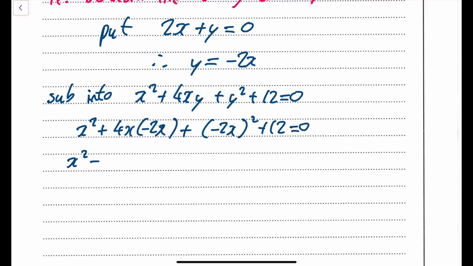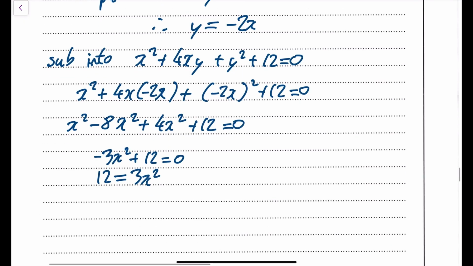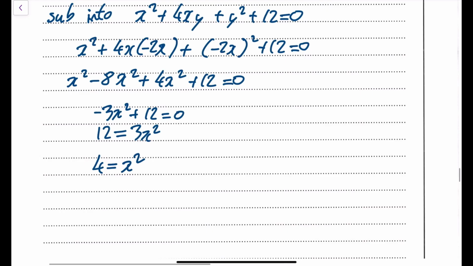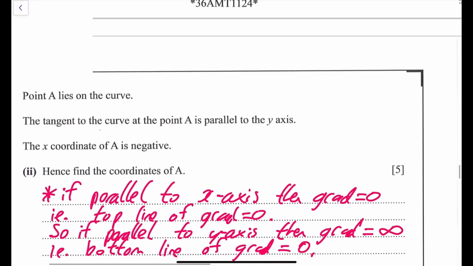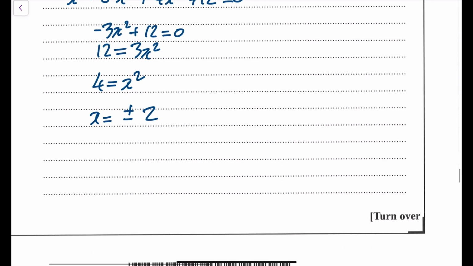So that's going to be x squared minus 8x squared plus 4x squared plus 12 equals 0. That's 5x squared minus 8x squared, which is minus 3x squared plus 12 equals 0, which is very nice. That means 12 is equal to 3x squared, which means 4 is equal to x squared, which means x is equal to plus 2 or minus 2. We are told in the question the x-coordinate of A is negative, so x is equal to minus 2.